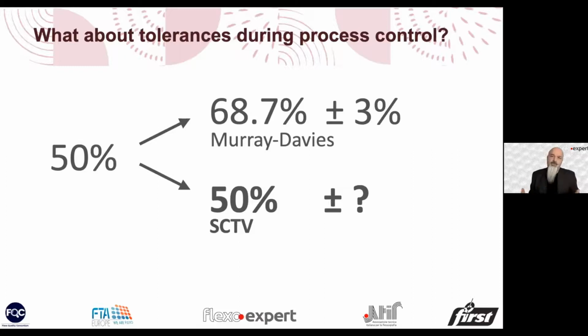So how do we implement SCTV in our process control? That's another thing that we have to consider. How about variability tolerance? Do we have to change anything in our values? I used to target my 50% to a printed value of 68.7, with a tolerance of plus minus 3%. Now, with SCTV, the printed value should measure 50. How about the tolerance? Can I keep the same plus minus value?